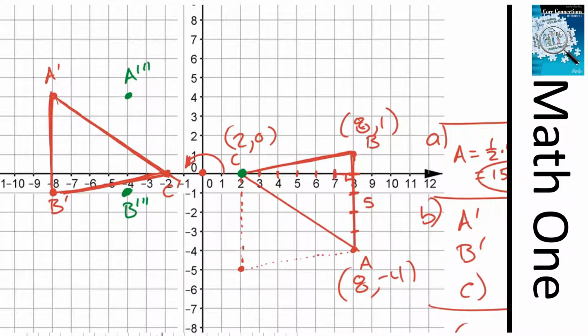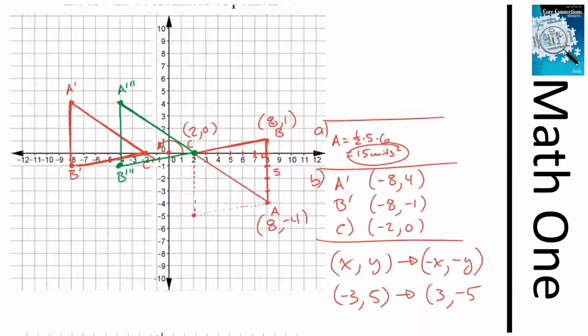So just for my own personal check, I want to draw that triangle. There we go. So again, I've done a 180 degree rotation, this time about point C.